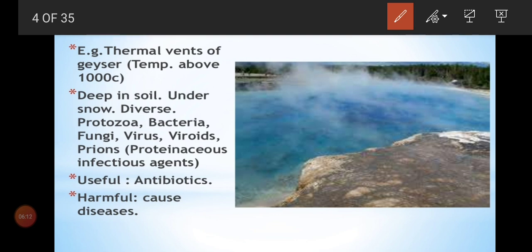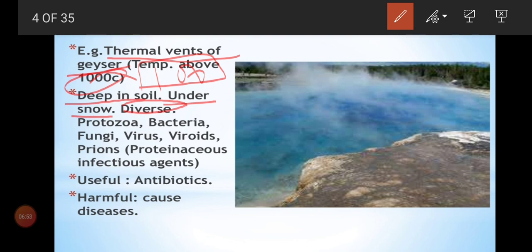For example, in the thermal vents of a geyser, where the temperature is around 100 degrees Celsius, we can see some archaebacteria. Also deep in soil and under snow, as we have learned in ecology, we can see them. Thermal vents, deep soil and under snow are extreme climates. Apart from the extreme climate, in normal climate we can see microorganisms everywhere.